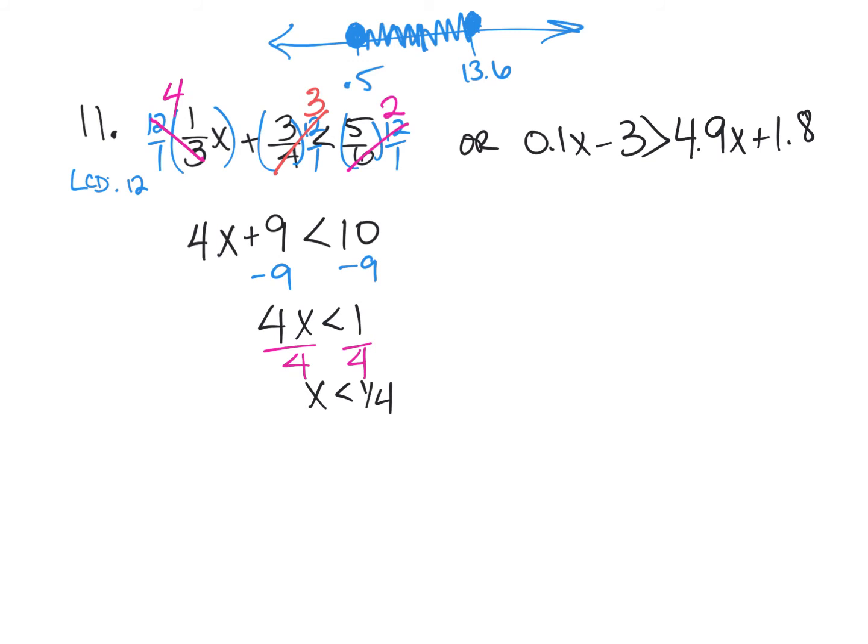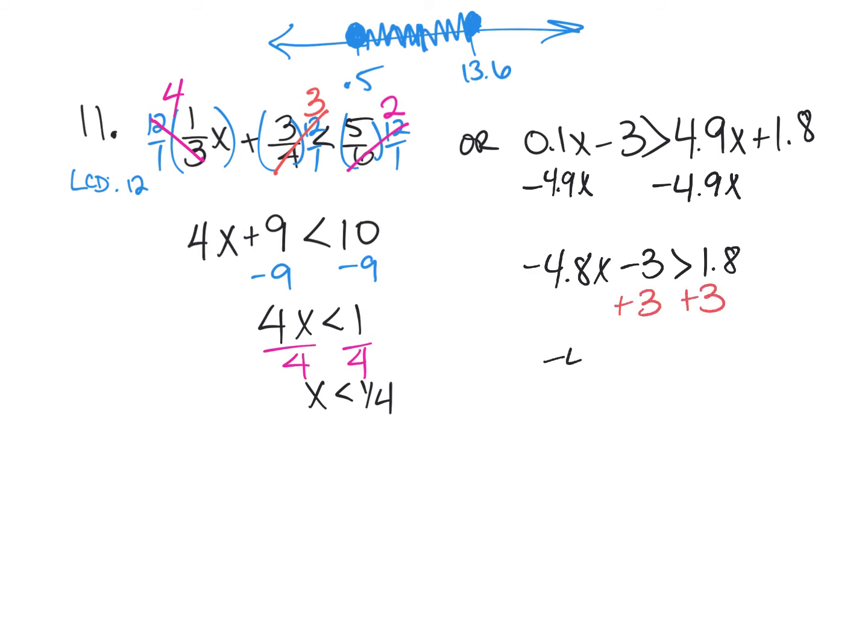Okay, this one we're going to get our variables together. We're going to subtract 4.9x. I get negative 4.8x minus 3 is greater than 1.8. We're going to add 3. Negative 4.8x is greater than 4.8. Divide by negative 4.8. And x is greater than negative 1.